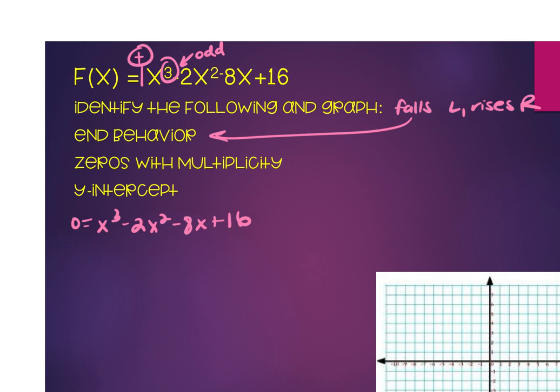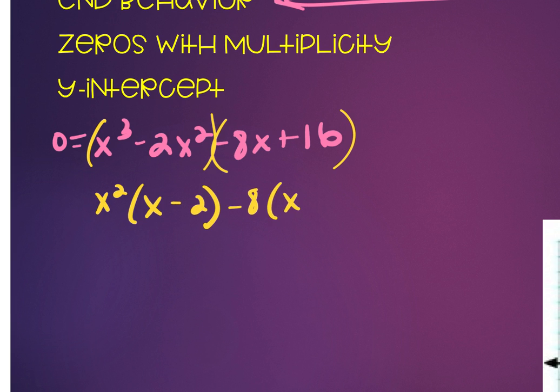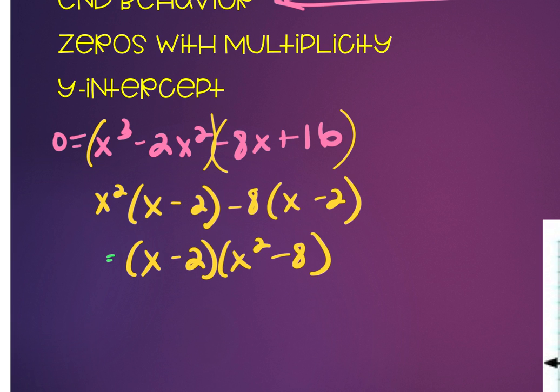This time you're factoring, so it's got 4 terms. I factor by grouping. Put the parentheses around the first pair and second pair. From the first pair, you can take out an x squared. From the second pair, you can take out a negative 8. And then I get x minus 2 and x squared minus 8. If that 8 was a perfect square, I'd keep going. But if not, we're going to set them equal to 0.